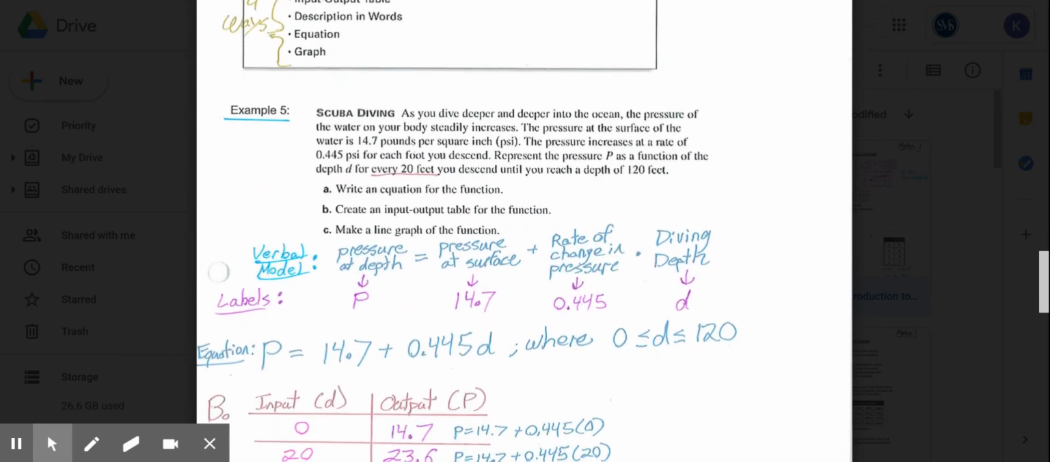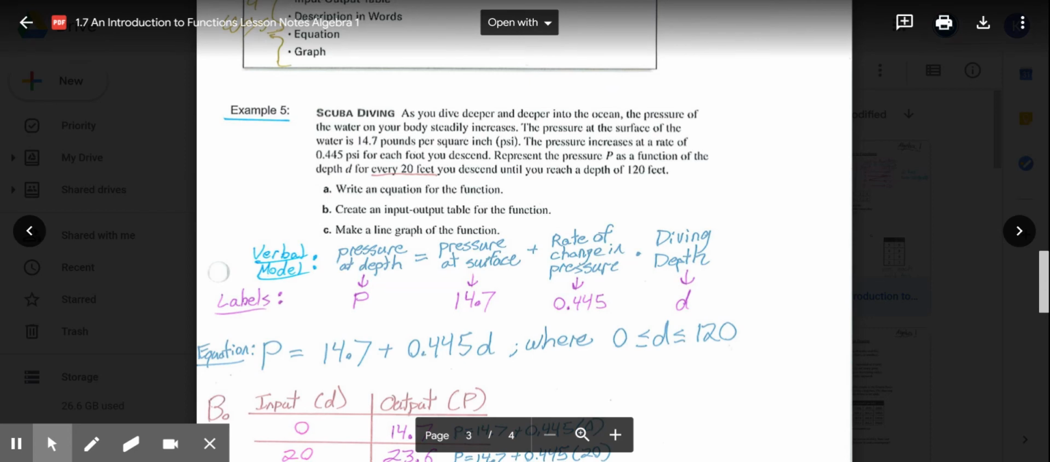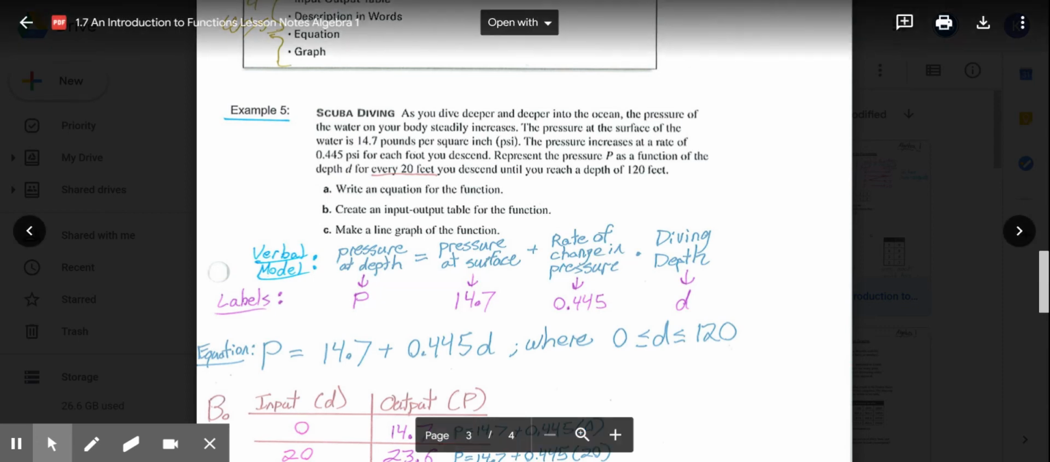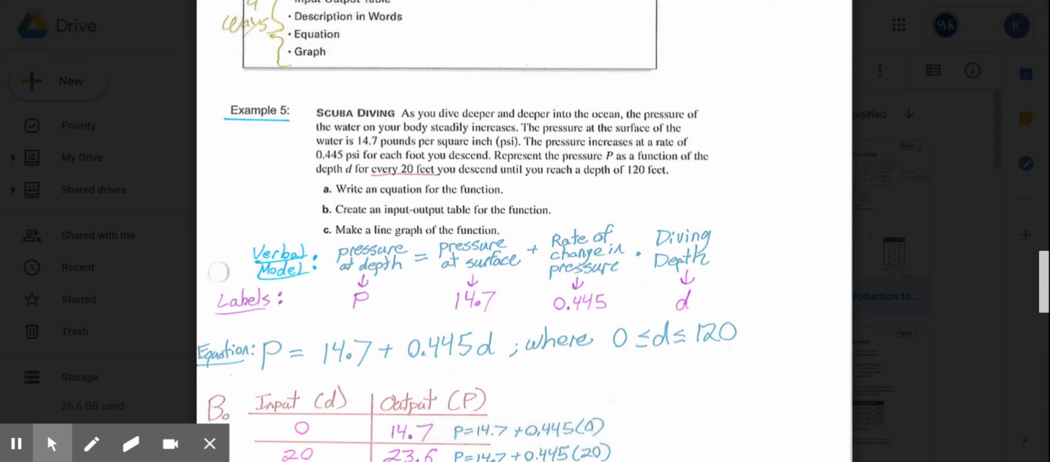So example 5, our word problem, or word scenario, is about scuba diving. And it says, as you dive deeper and deeper in the ocean, the pressure of the water on your body steadily increases. The pressure at the surface of the water is 14.7 pounds per square inch, or psi. So pounds per square inch is PSI, the pressure increases at a rate of 0.445 PSI for each foot you descend.